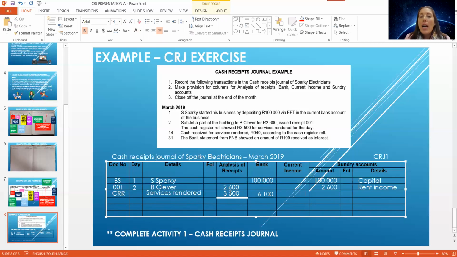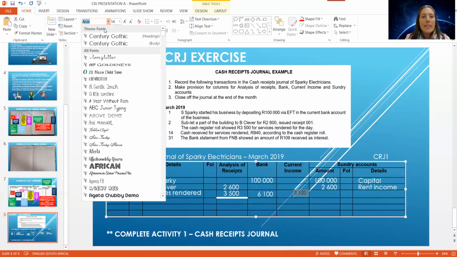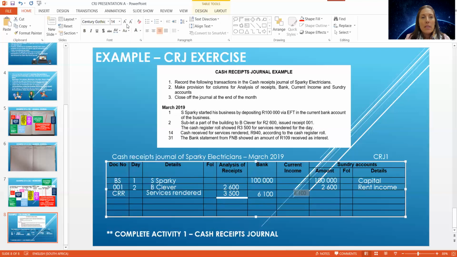Okay, now don't forget, we still need to say why did we receive that 3,500, and that is for services rendered. Now we know that services rendered is called current income in the books of the business. So now I can type directly into there. It makes it much easier. So that is the 3,500 that we received for current income. Right, that is then the end of the second transaction on the 2nd of March.